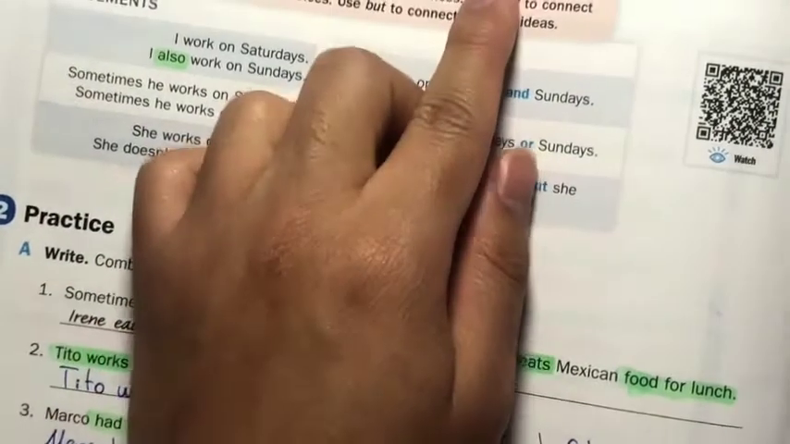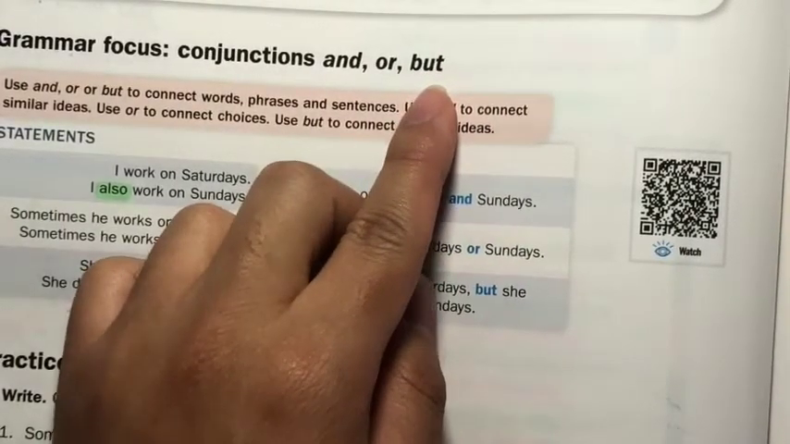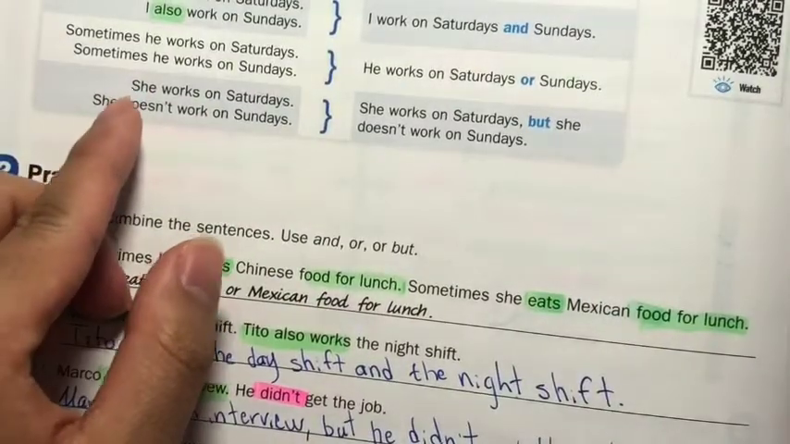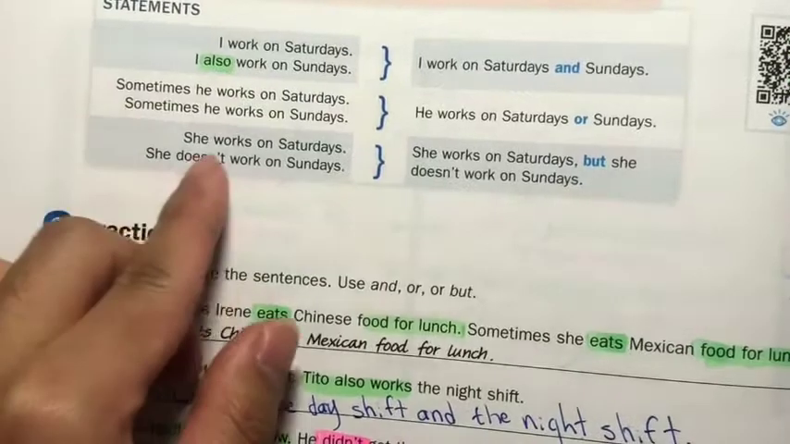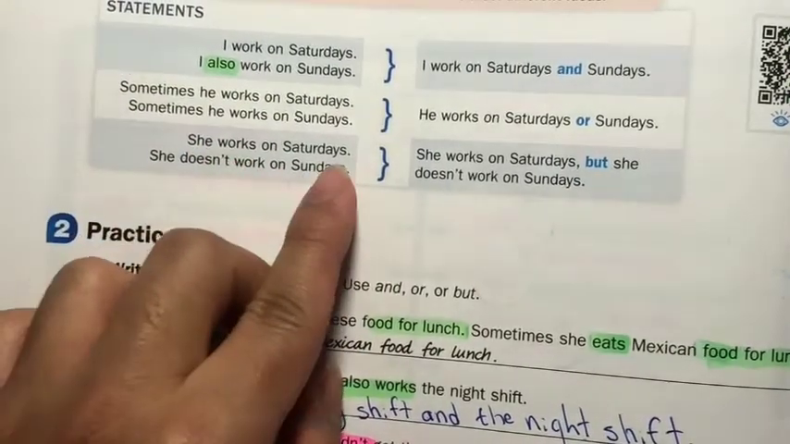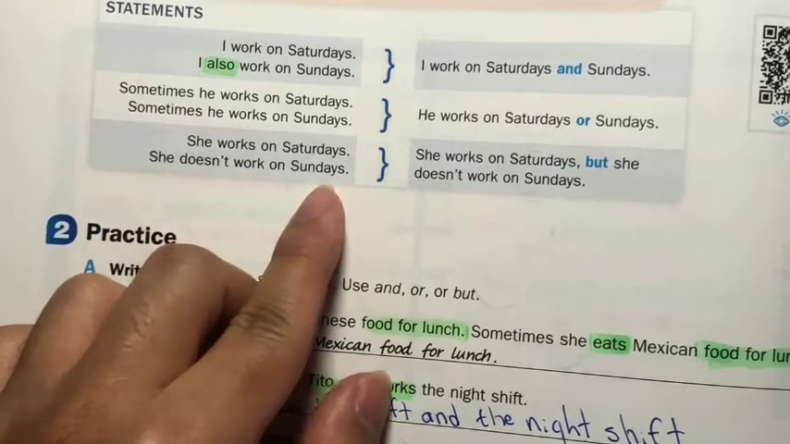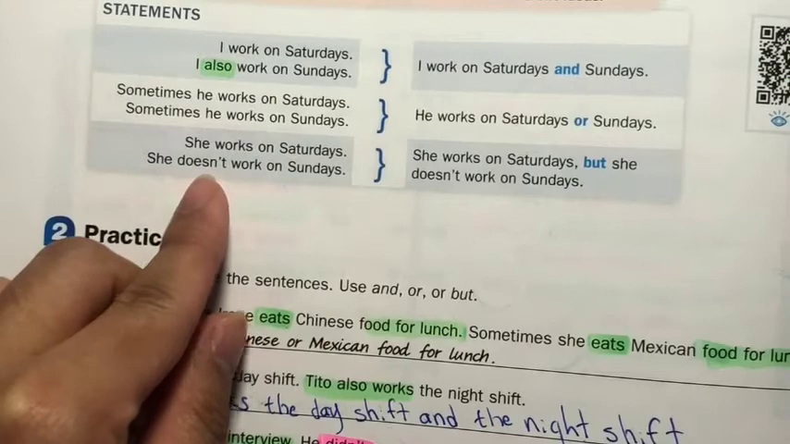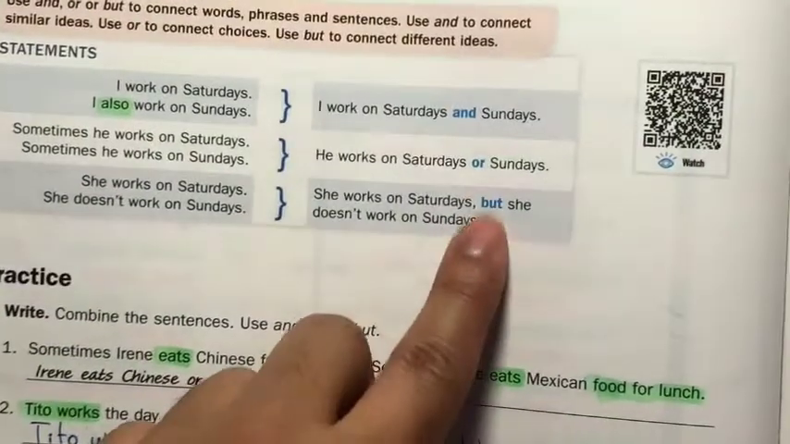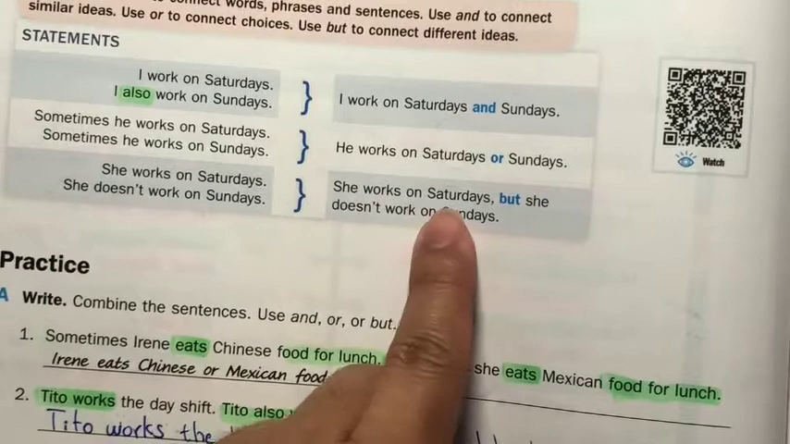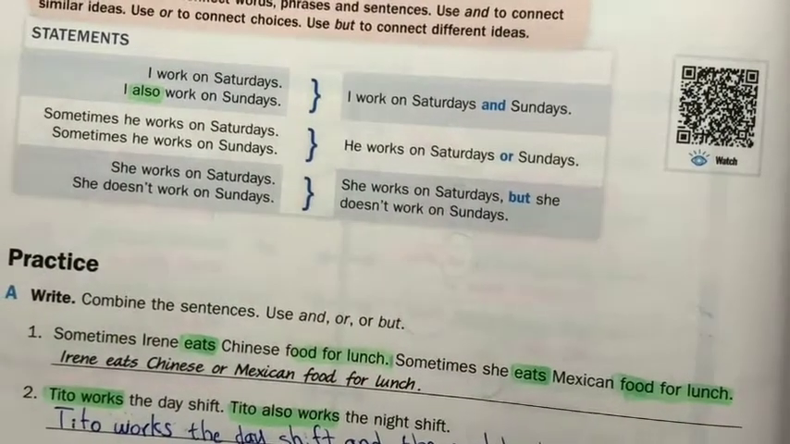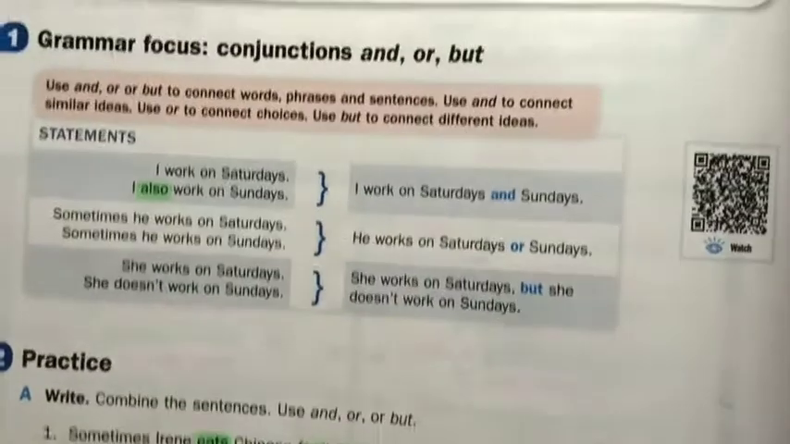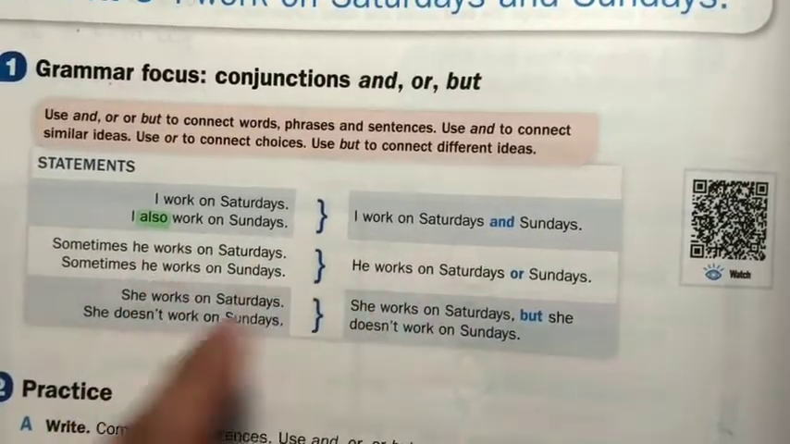And then we have the word but. We use the word but for putting two different sentences together, two different ideas. So usually a yes and a no. For example, she works on Saturdays. She doesn't work on Sundays. So yes, she works on Saturdays. No, she doesn't work on Sundays. So we use the word but. She works on Saturdays, but she doesn't work on Sundays. This is pretty easy, right? But or is a little confusing. It's a little confusing when to use this one.